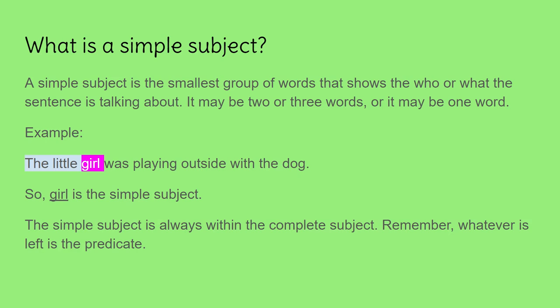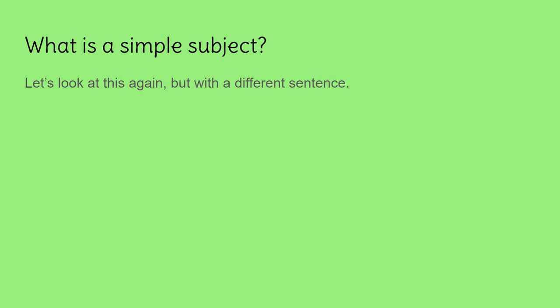It is always contained within the complete subject. So if you find the complete subject, your simple subject will be within that selection, because whatever is left is the predicate. Let's look at this again, but with a different sentence.